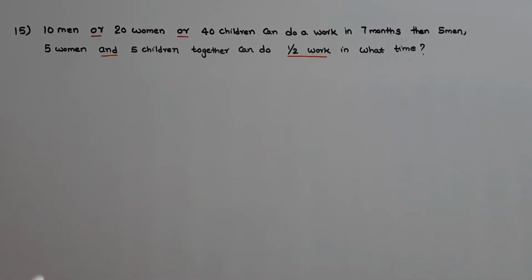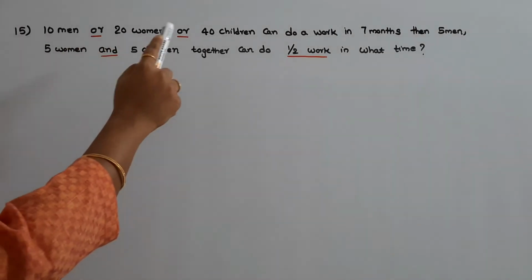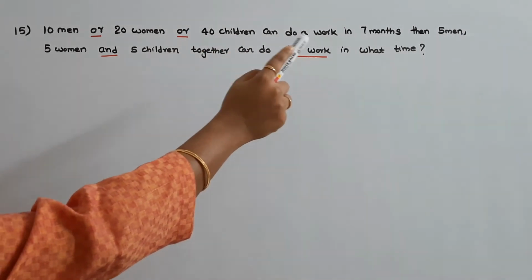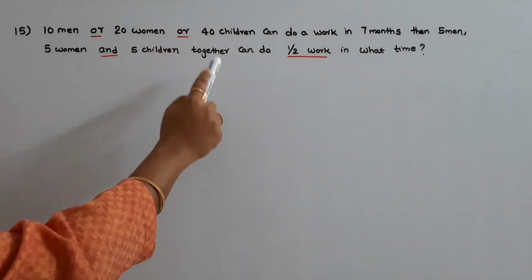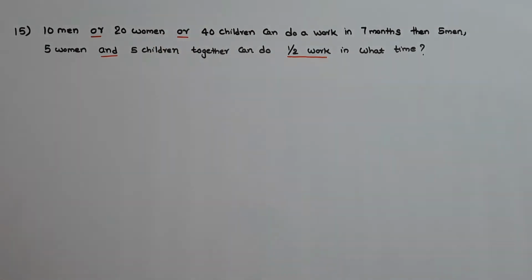The next question is 10 men or 20 women or 40 children can do a work in 7 months. Then 5 men, 5 women and 5 children together can do half work in what time? This is similar to that of the previous question. There is only slight differences.